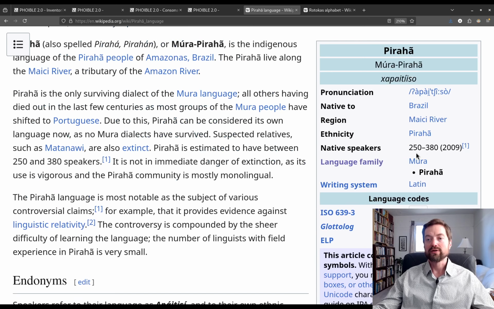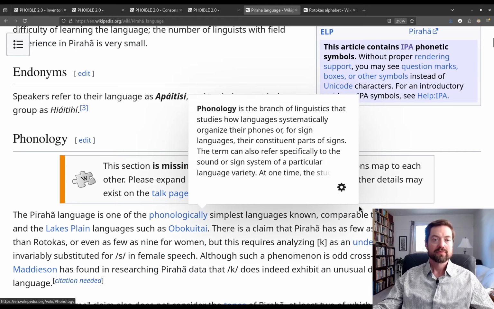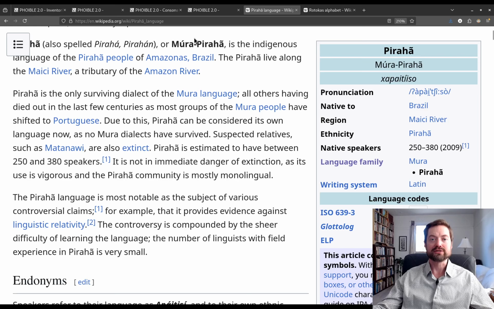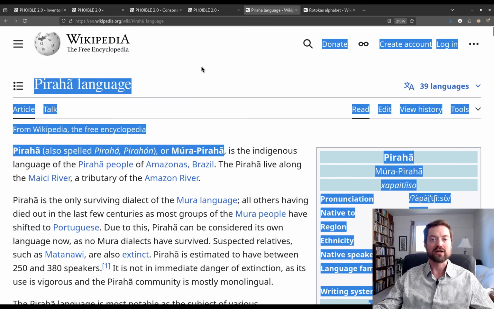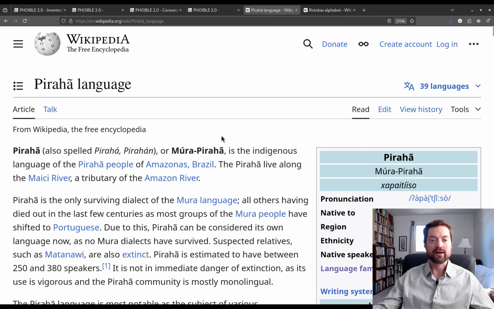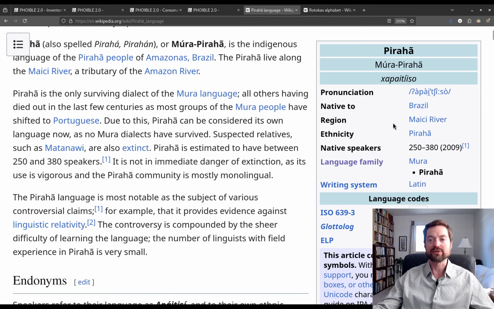Of course, you have to wonder what the age of these speakers is, to see whether this language is still healthy and continuing with new generations. If it's only spoken by older people, then it could be fully on the way out. But in any case, with this small number of speakers, it certainly would be endangered. Okay, and by the way, that's not what they call it. Piraha kind of looks like a Portuguese word, because what they call themselves and their language is Hapaichiso.